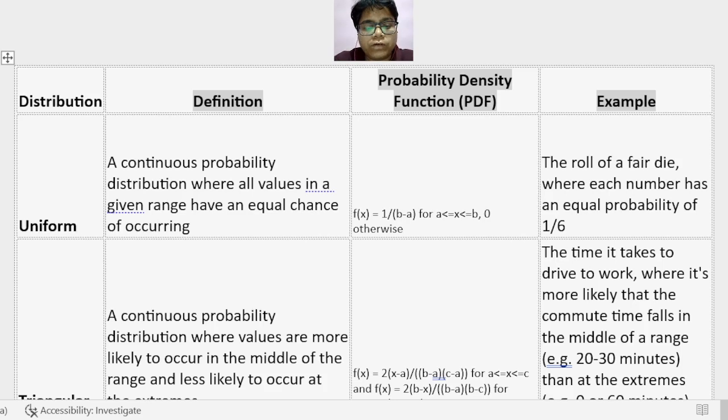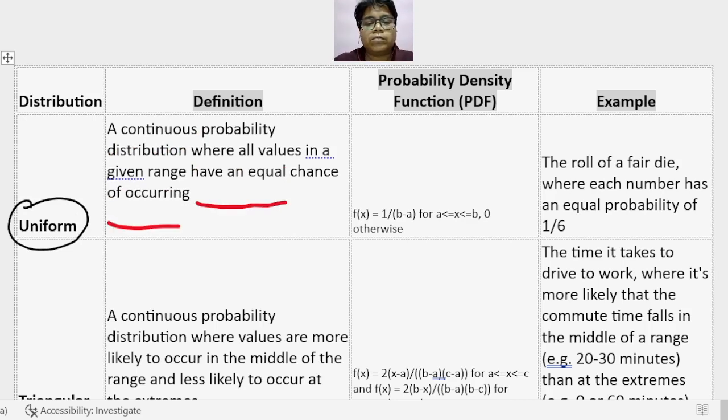Uniform distribution is a continuous probability distribution, and as the name suggests, it is uniform. What is uniform here? That is the probability distribution. Within the given range, every value will have an equal chance of occurring.